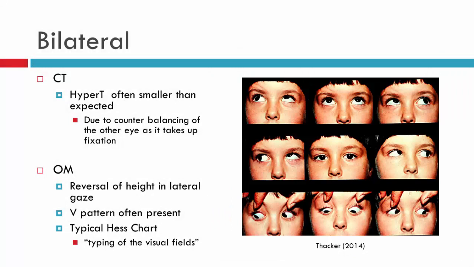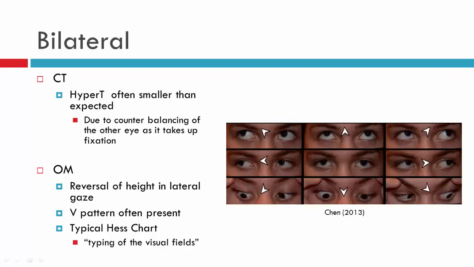The over and under actions are relatively obvious in this photograph, and the reversal of height, the left on right in right gaze and right on left in left gaze, is fairly easily distinguished in the photograph. However, for some patients, the clinical signs are a little less obvious, and I want to show you an example of that. Here we have a patient who has actually been diagnosed with a bilateral fourth nerve palsy, but the clinical signs are more subtle.